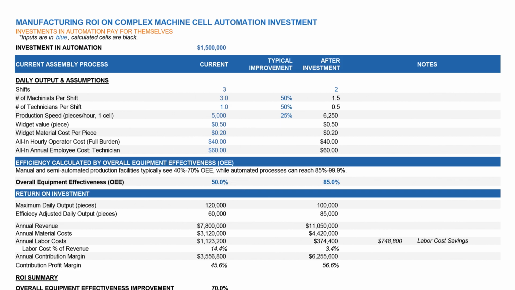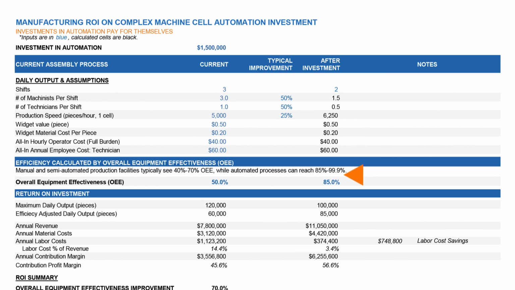Now, after investment, let's say your goal is to get down to 2 shifts. We have an improvement here of 50%. So we require half of the number of machinists and technicians per shift than the current solution. Your production speed has increased by about 25% with less labor required.